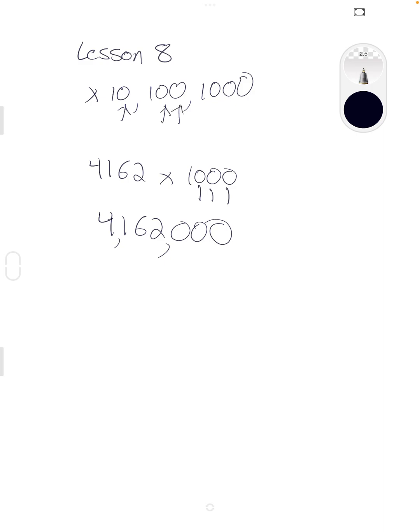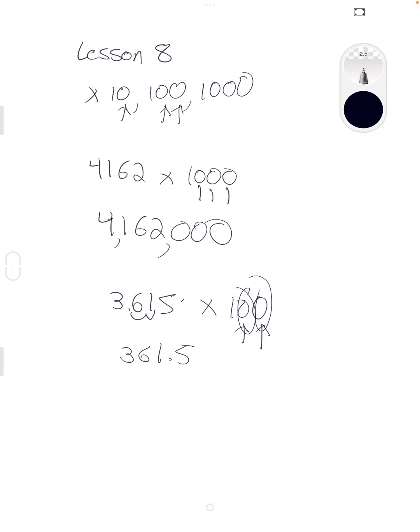If it's a decimal, like let's say 3.615, and I want to multiply times 100, how many zeros? 1, 2. I'm going to move the decimal, instead of adding zeros, I'm going to move the decimal to the right, 361.5. And that's the answer. So if there's a decimal, I just move the decimal by how many zeros there are. And that's all this lesson is.